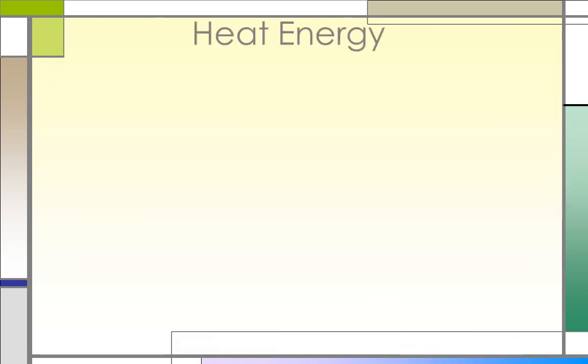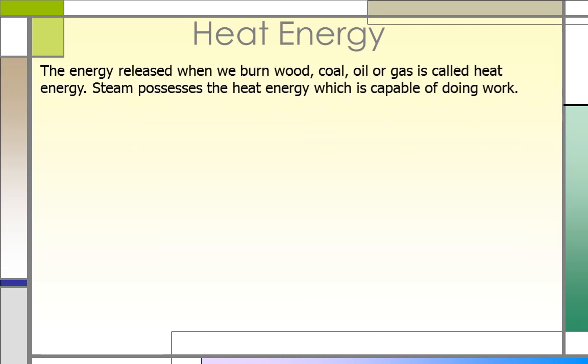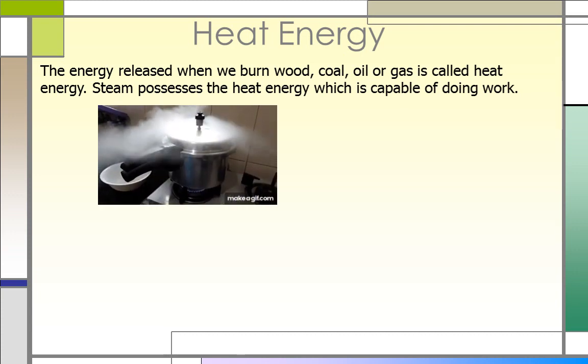Next kind of energy is the heat energy. The energy released when we burn wood, coal, oil or gas is called heat energy. Steam possesses the heat energy which is capable of doing work. Suppose you cook food in a pressure cooker by placing it over a gas stove, the heat energy changes water to steam, and the steam lifts the weight on the top of the lid and whistles. This lifting of weight suggests that heat is a form of energy which is capable of doing work.